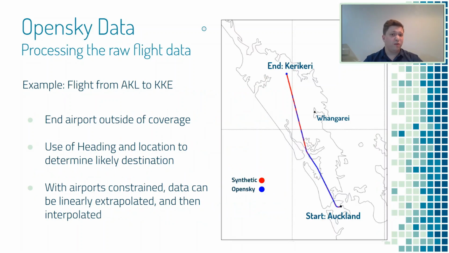We did this for all 50,000 flights of 2019, which is a little bit of processing. And now I'll show you an example of one of the ones that we did. So here we can see a flight from Auckland to Kerikeri.